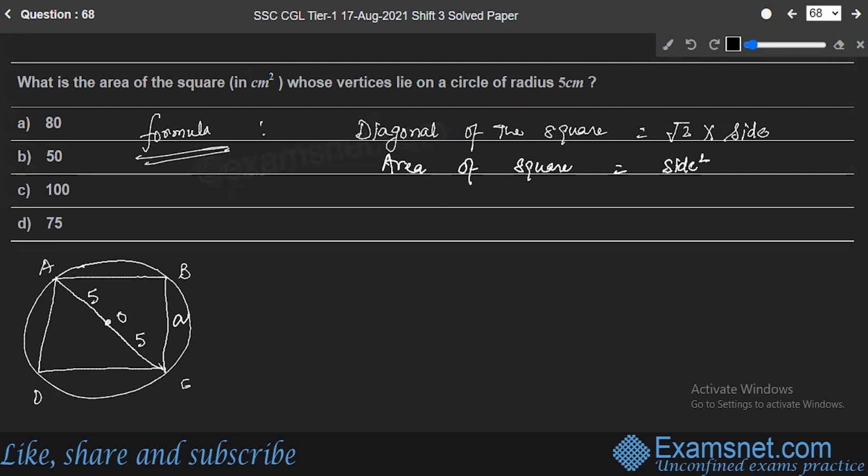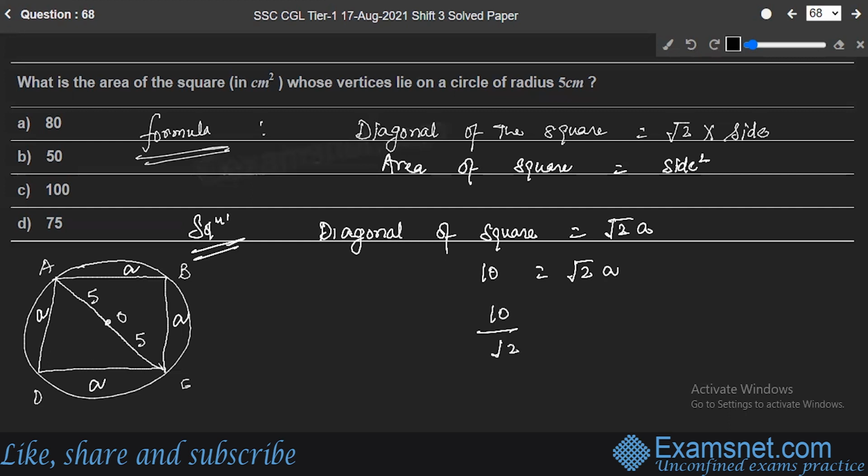First of all, let's assume the side of this square to be a. All four sides are a. Now the radius is OA, correct? Diagonal is AC, that is equal to 10. We already said that. Diagonal of a square inscribed in a circle is equal to root 2 a. Diagonal is 10, so 10 equals root 2 a. So 10 upon root 2 is equal to the side of the square.